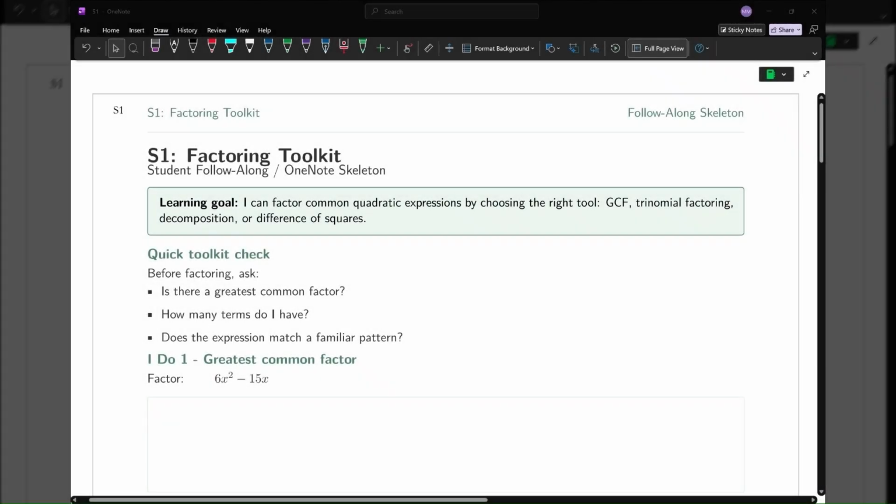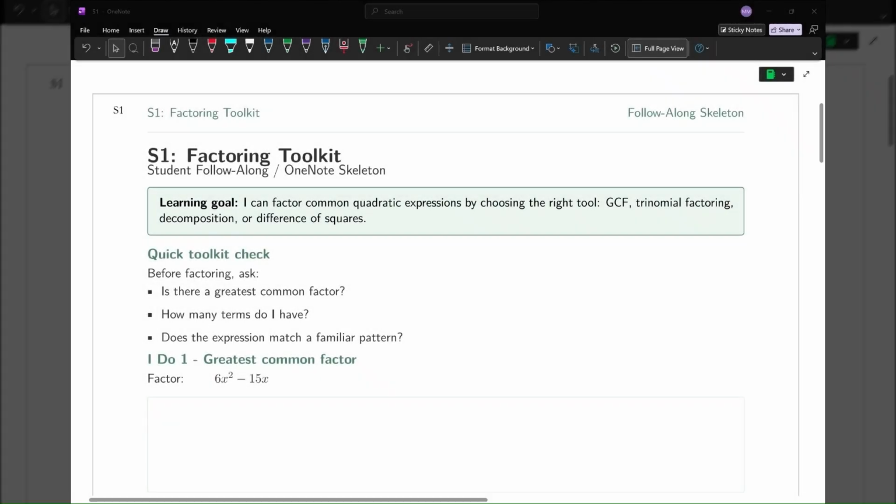All right, welcome to skill video 1, just factoring toolkit. So this video is just going to quickly look at different ways we can factor as we work through questions. So wherever you're at, hopefully this factoring video helps you.